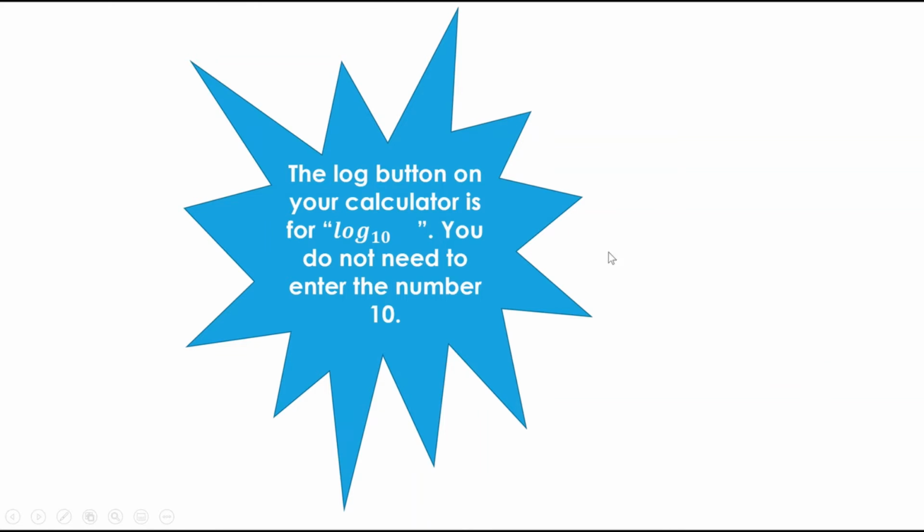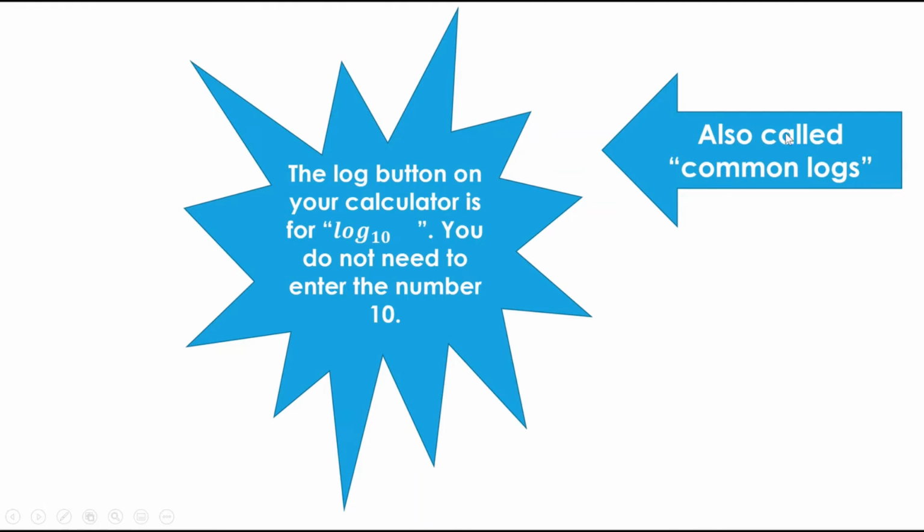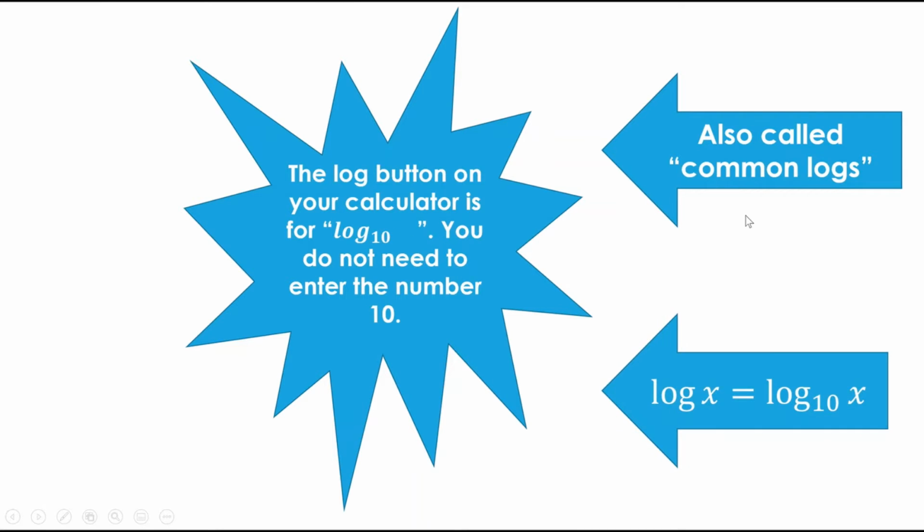So we will see later on how we can find out the logarithmic value of other bases. But for your calculator, you need to remember that mostly it will give the value of log with base 10. So it is also called common logs. The base 10 is very common. For example, log of x, if we don't write the base, that means it's implied that the base is 10. We are talking about the common log.